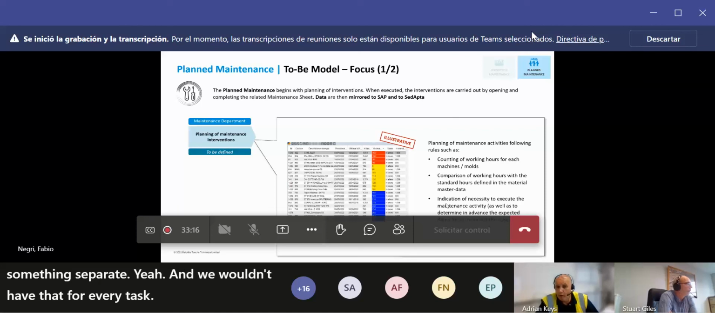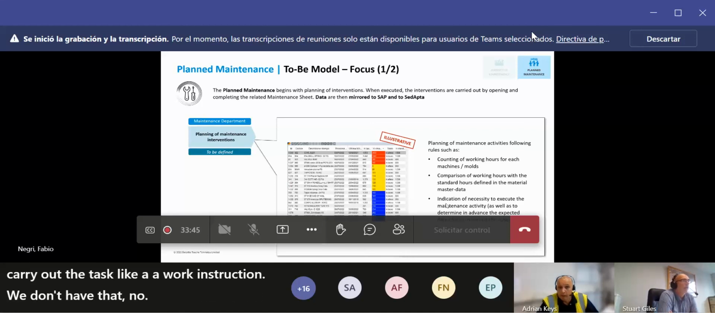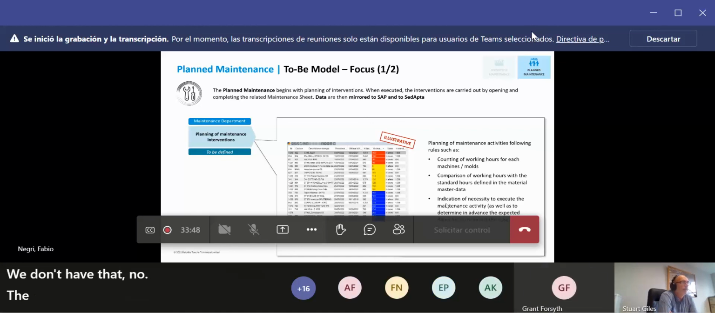Yeah, on the WorkMate system, we can attach a Word file or Excel with the service schedule, which gives the engineers the list of tasks that need to be completed. But I think Fabio was talking more about the actual procedure the engineer has to undertake to carry out the task, like a work instruction. We don't have that, no? Certain tasks we may do, but not for everything.